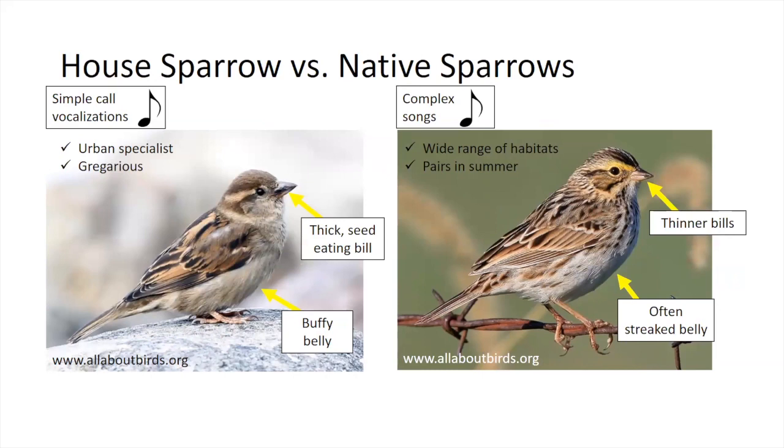And the number of individuals that you see is also a good cue. House sparrows are very gregarious, as opposed to the native sparrows. During the summer, they're usually in pairs, though they form into mixed species flocks during migration in the winter. And the song is a really good cue. The house sparrow has very simple vocalizations that aren't usually described as a song. It's just sort of a repeating call note, as opposed to the native sparrows, which have very complex songs that they can learn from others.